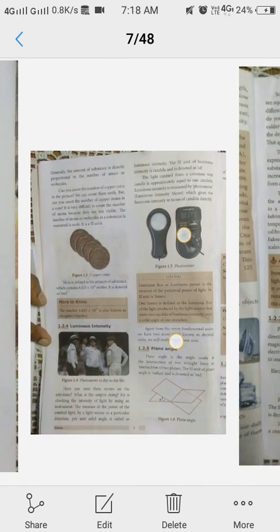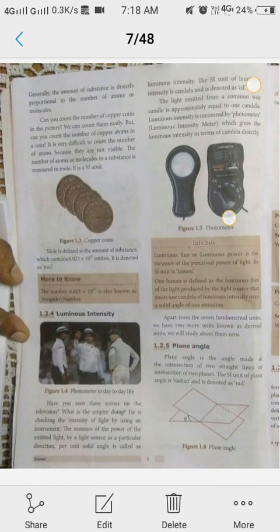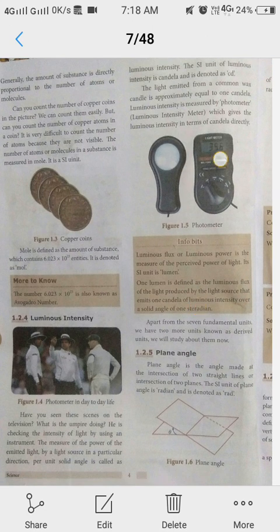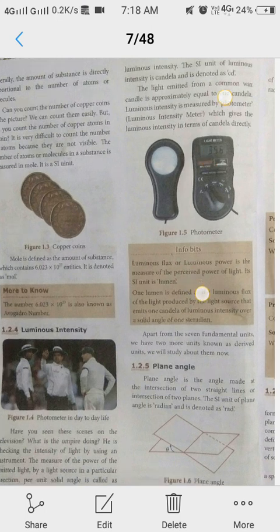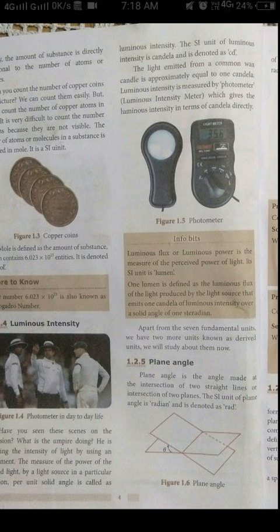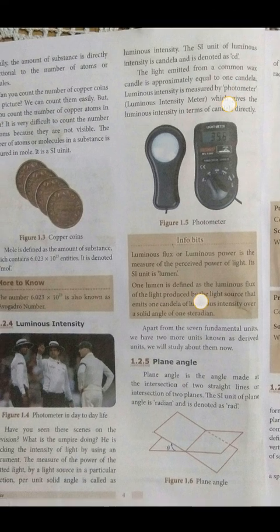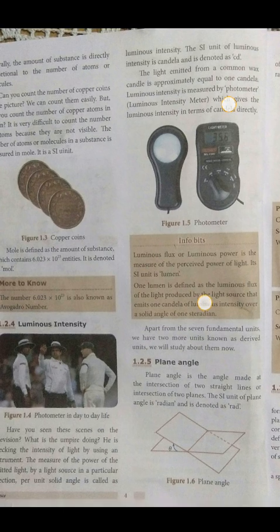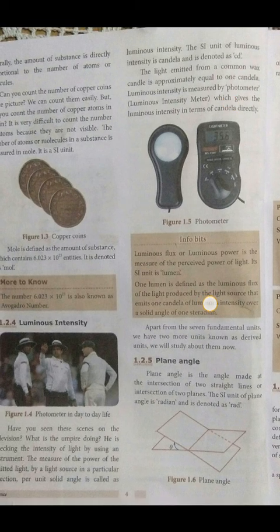Candela, C-A-N-D-E-L-A. What is the symbol for this one? That is cd, small letter c, small letter d. Then what is one candela? Otherwise, what is one cd? One candela is equal to the light emitted from a common wax candle. So the light emitted from the common wax candle is equal to one candela.